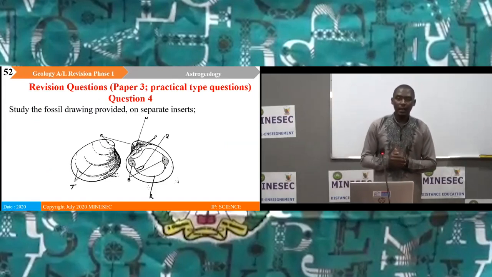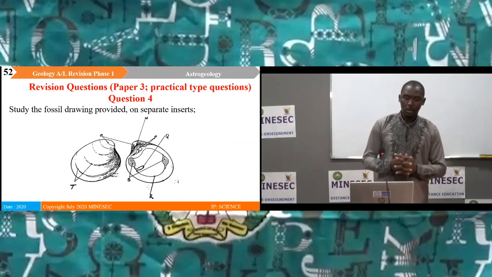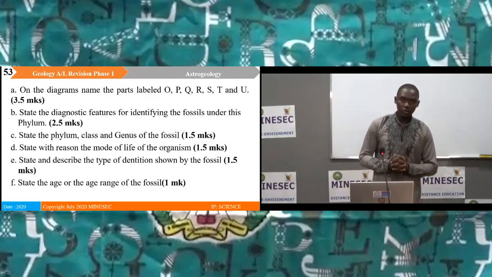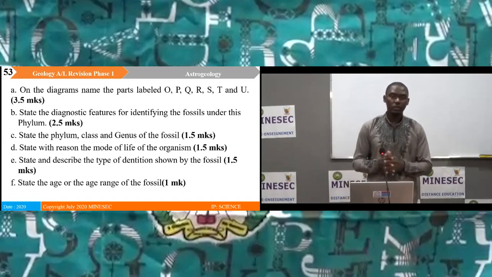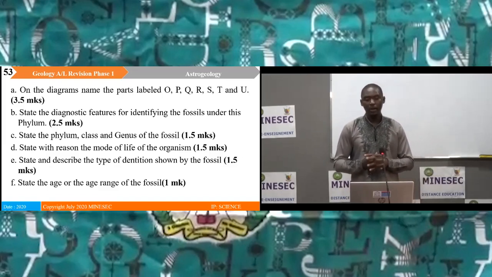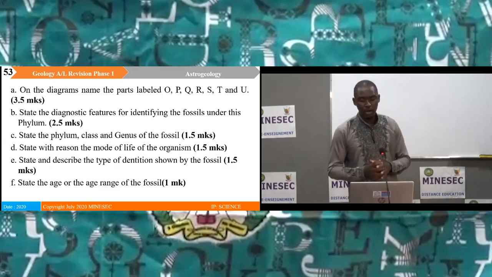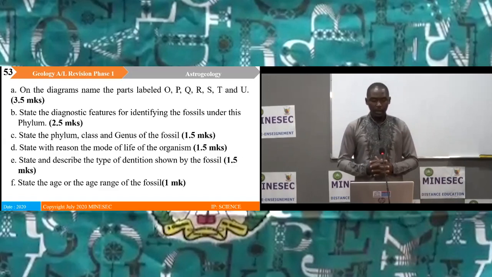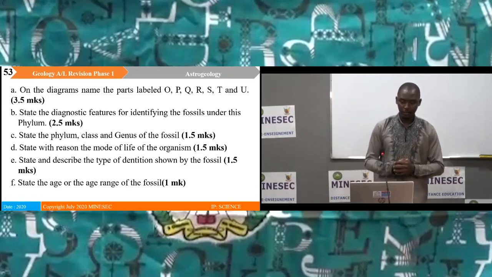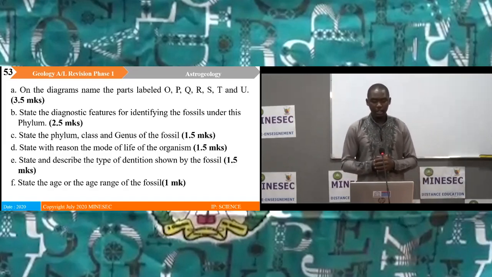Revision question 4 is a practical type, where candidates are given drawings of fossils in a separate inset to describe. Study the fossil drawing provided on the separate inset. You have the fossil drawing. Then you have questions on your question paper to use the fossil diagrams on the separate inset and answer. A, on the diagrams, name the parts labeled O, P, Q, R, S, T, and U. B, state the diagnostic features for identifying the fossils under this phylum. C, state the phylum, class, and genus of the fossil. D, state with reason the mode of life of the organism. E, state and describe the type of dentition shown by the fossil. F, state the age range of the fossil.